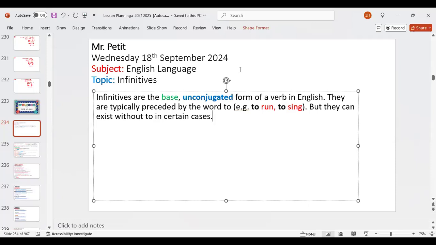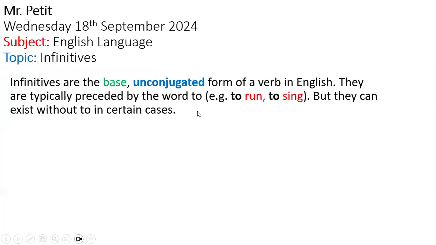What does e.g. mean? Anyone in the class know what e.g. means? Example. So those are examples. Thanks. No problem. Okay.